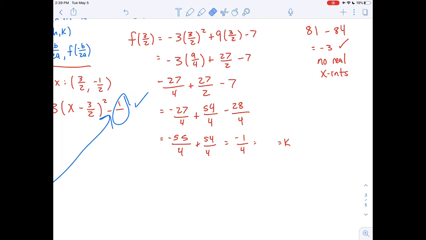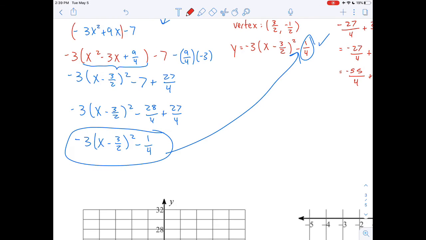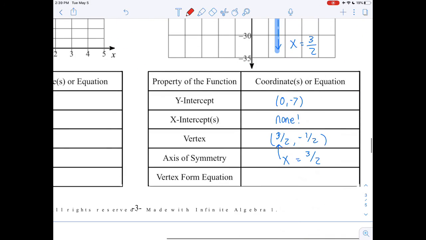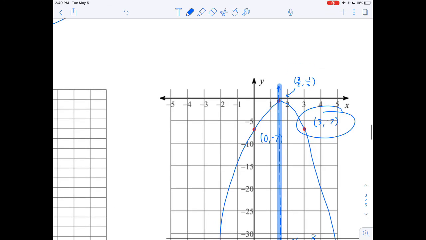Now, if this was negative 1 over 4, does that match what we got? Boom, it does. So let's actually determine what we should write here. That would be y equals negative 3 parentheses x minus 3 over 2 squared minus 1 over 4. And voila. So to graph this quickly, all you need is those points. We don't have any x-intercepts, so really it's just a matter of curving this out in that way. Voila.